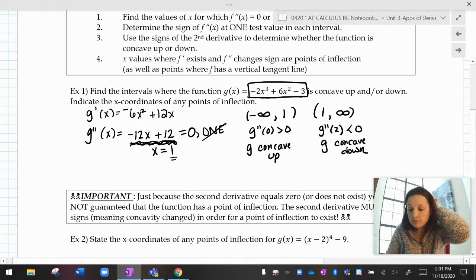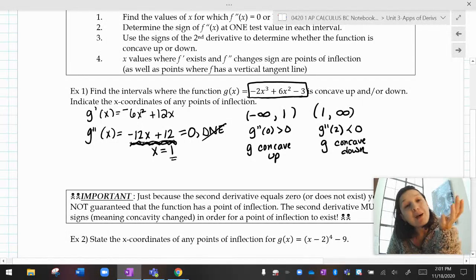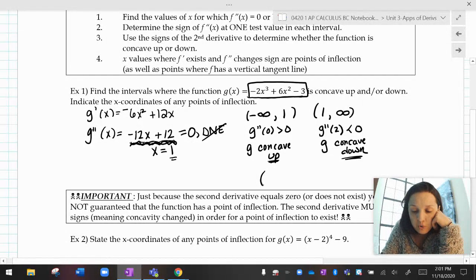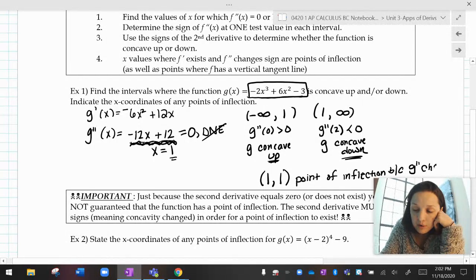So there are my intervals. Now I look at that and realize my concavity changed, which means in between those two intervals of concavity, I have a point of inflection. At x equals 1, what would y equal? Negative 2 plus 6 minus 3. Negative 2 plus 6 is 4, 4 minus 3 is 1. So at (1, 1), we have a point of inflection because g double prime changed sign.